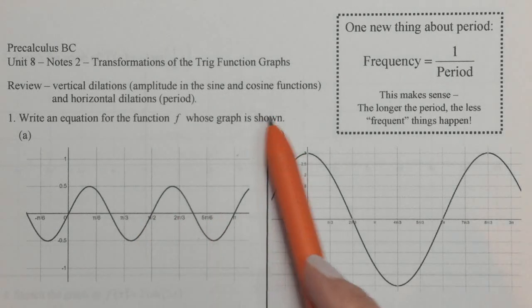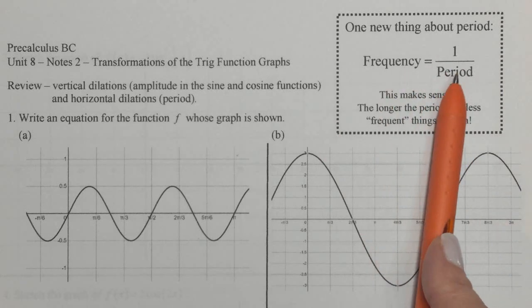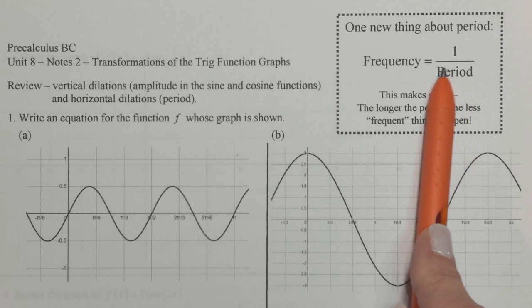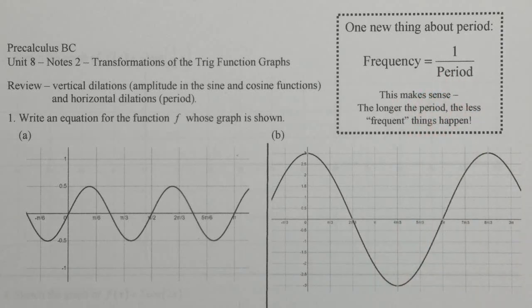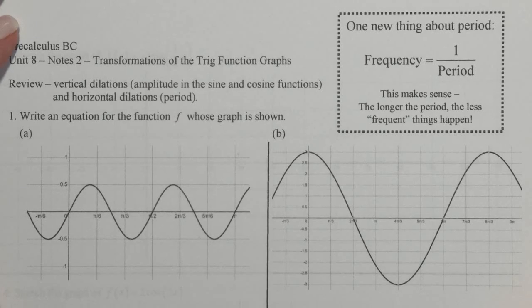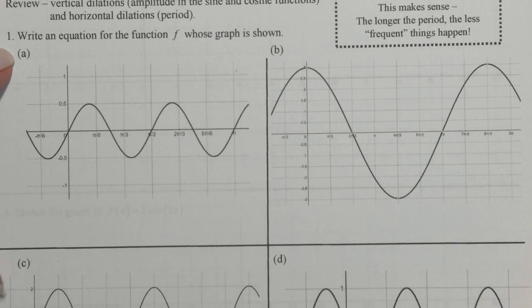One new thing to know about period is frequency. Frequency is 1 over period, and that makes sense because the bigger the period is, the less frequent things are going to be happening on the graph. The less frequent you'll have a max or a min, etc., or 0, whatever. Okay, so let's review amplitude and period.